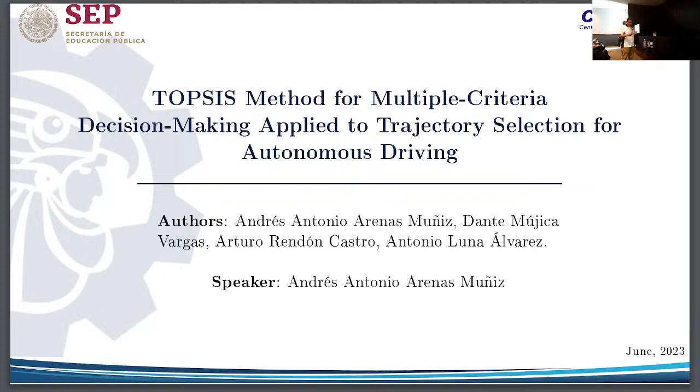The third presentation of this last session is CICESE method for multiple criteria decision making applied to trajectory selection for autonomous driving. And Andrés Arenas is presenting.